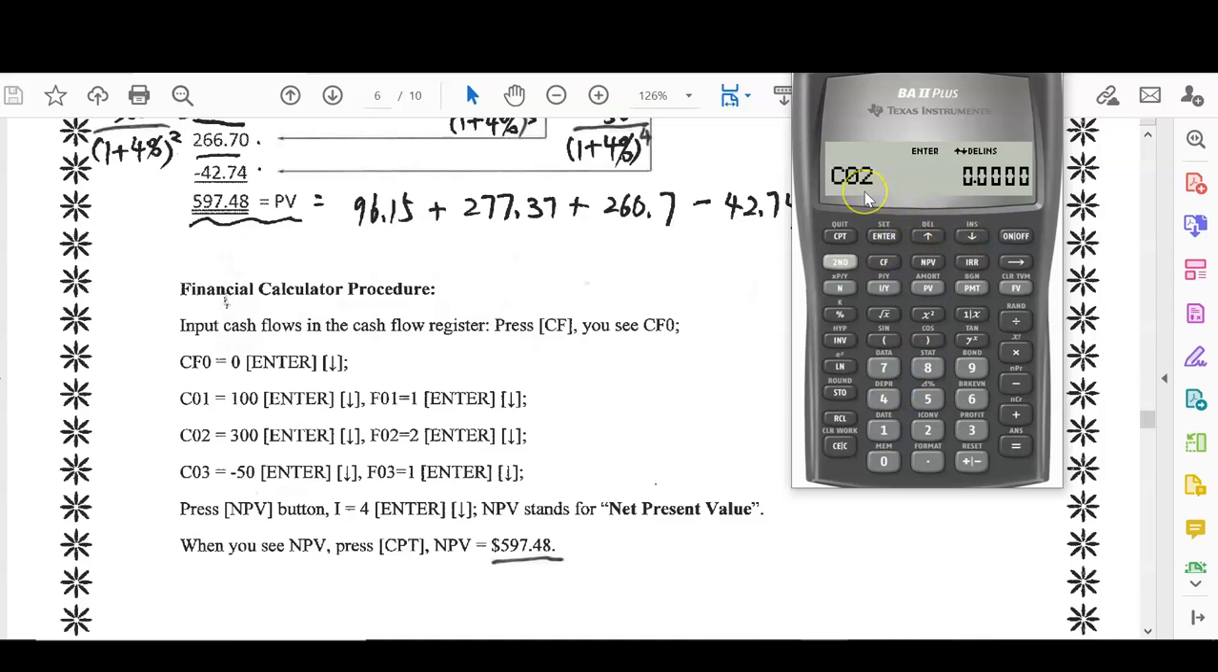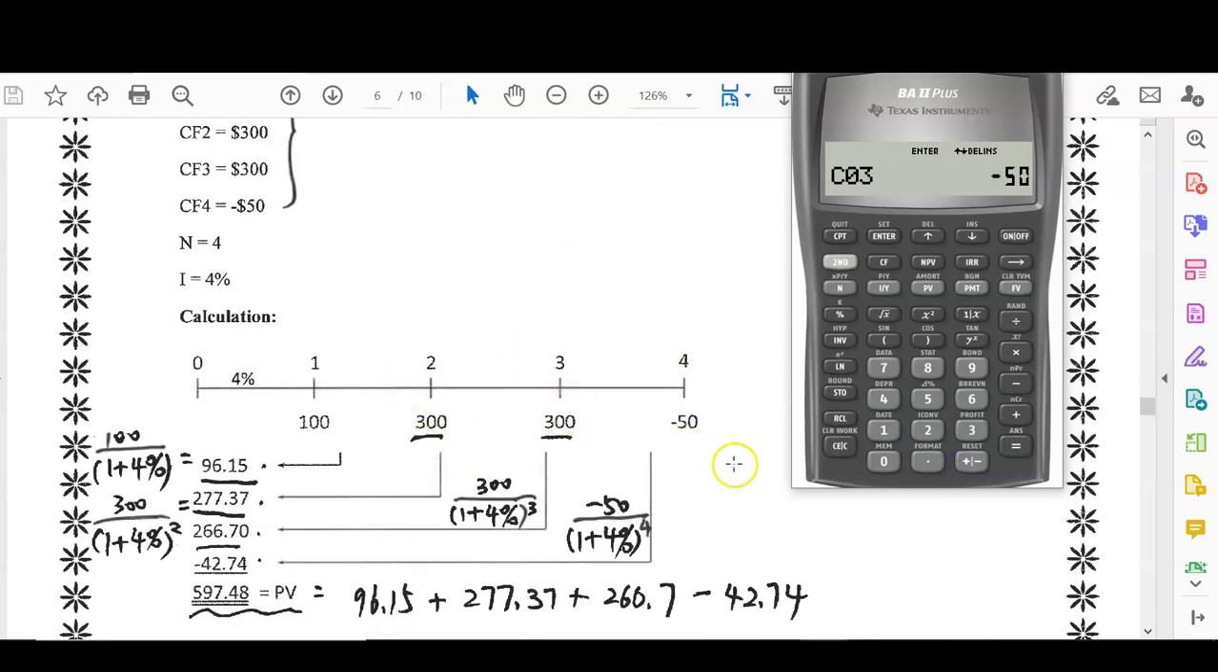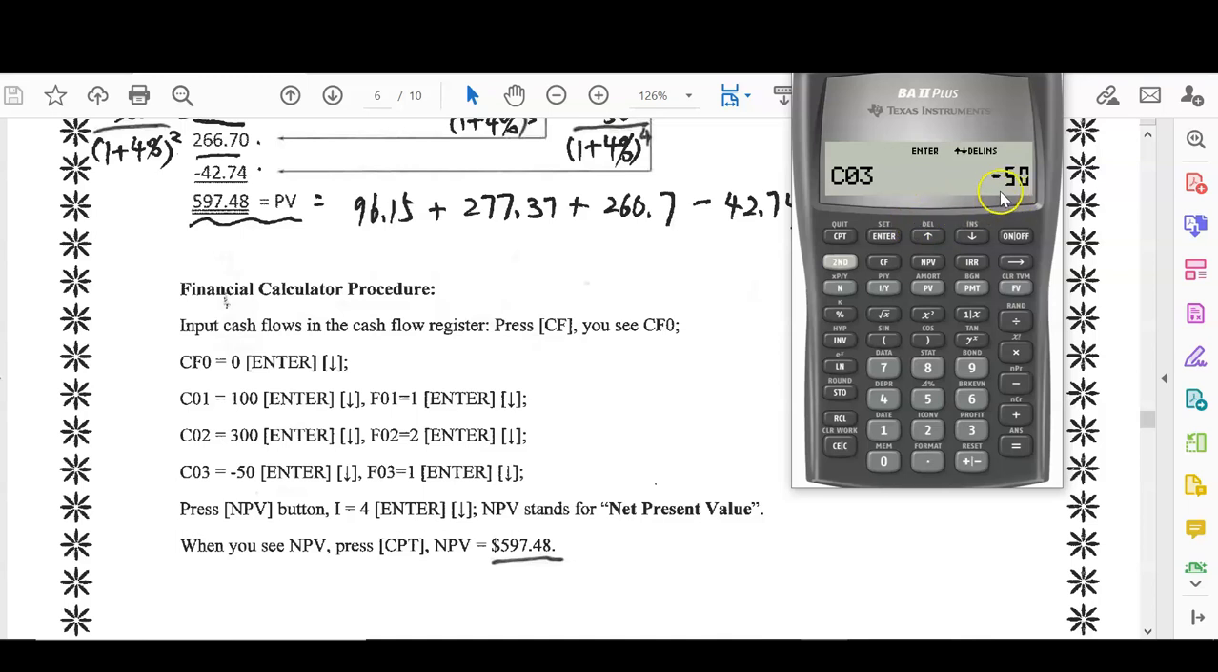We come to cash flow 2. The second cash flow is 300. Enter. Down button. Frequency of cash flow 2. We know we have 2 300s, so I press 2, enter. Down button. The third cash flow group here should be -50 now, because we already input 2 300s. So now the third group of cash flow is -50. Enter. Down button. Frequency 1.